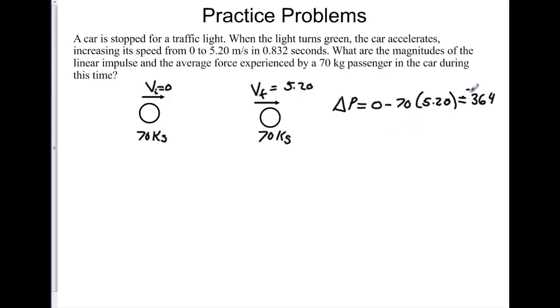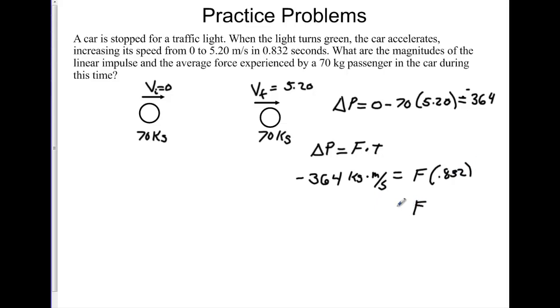And again, the only reason it's going to be negative is that it's going to help you determine what direction the force is going to be, because we know that the change in momentum is equal to impulse, which is equal to force times time. So we put that in as minus 364, and the units of that are kilograms times meters per second. We're going to set that equal to our force multiplied by 0.832. So we can say that the force is going to equal minus 364 divided by 0.832. That gives us 437.5, and you notice that comes up negative.